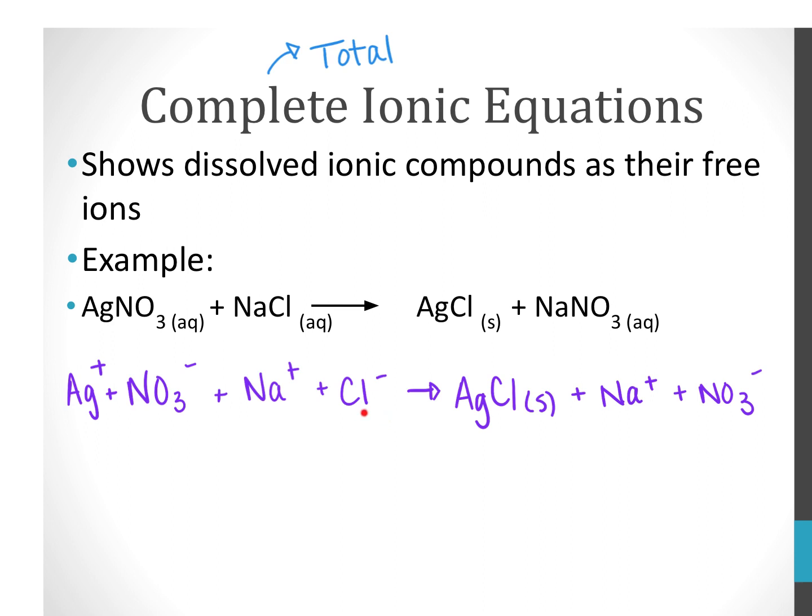So this equation that I have up here in purple, this is what we call the complete ionic equation or the total ionic equation. In the word ionic, do you see ions? This is showing that total equation: if they break up into ions in solution, you're showing each and every individual ion.